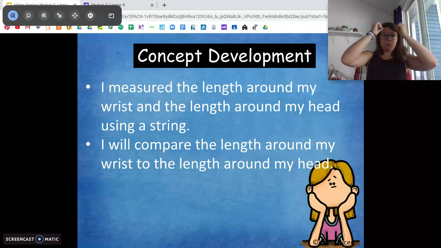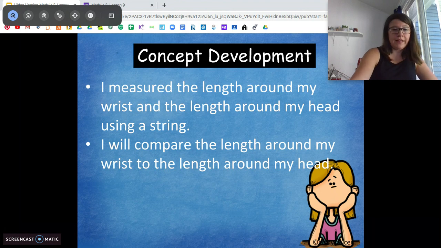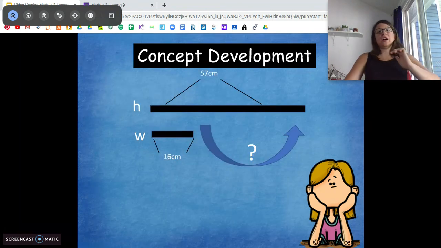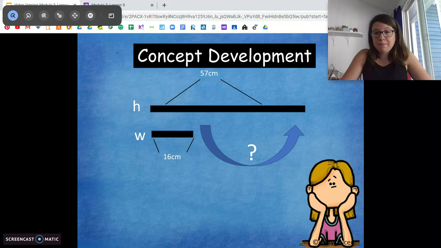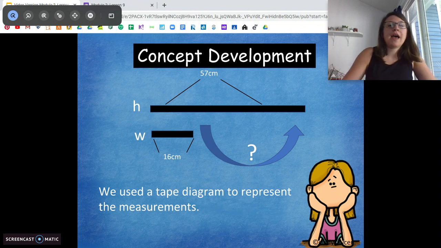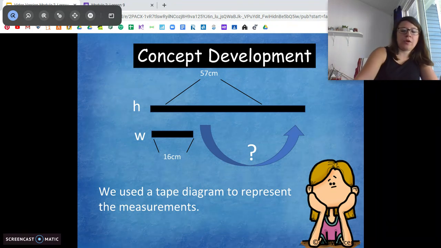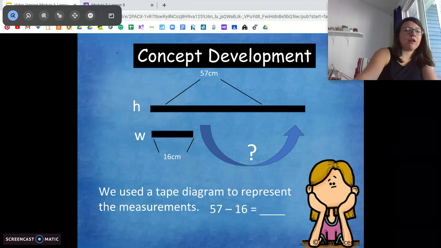So I took a string, went around my head and around my wrist. And then I laid them out and measured them. So I'm going to show you the lengths. So these are the lengths I got. Again, we can set it up like a tape diagram. What I want you to figure out using this tape diagram is how much longer my head is compared to my wrist. I'll show you the subtraction problem that we're going to use to solve.